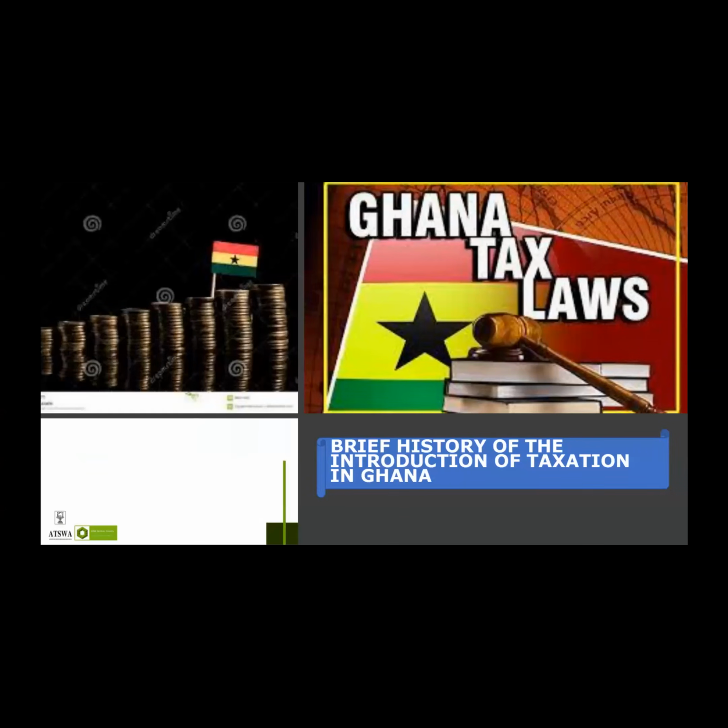Brief history of the introduction of taxation in Ghana. Taxation was first introduced in Ghana, then Gold Coast, in 1943 by the British colonial government at a time when World War II was raging.